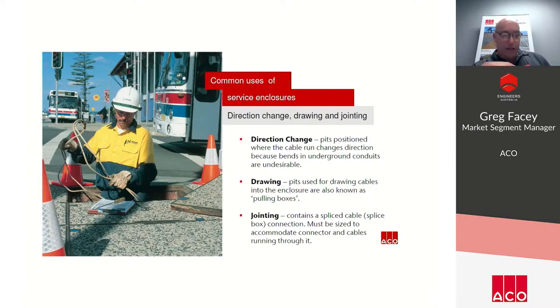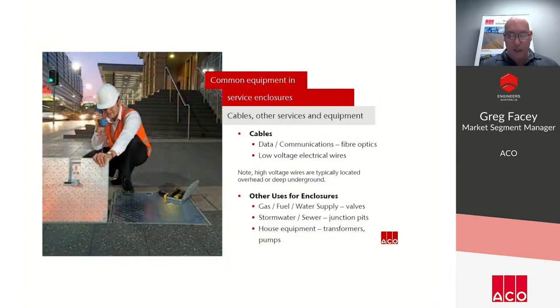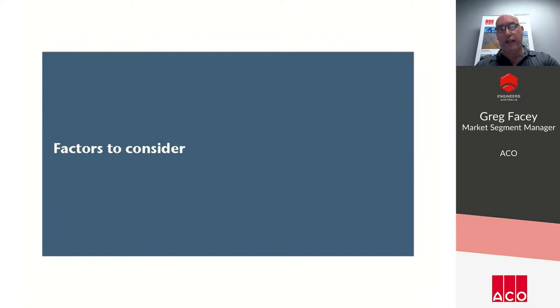Also used as joining pits. So these enclosures can be used as joining pits, which are also called splice boxes, and they're intended for enclosing a spliced cable connection. These pits contain waterproof cable joints and are generally placed along straight sections of the cable route. These enclosures must be correctly sized to accommodate the size of the connector and the cables that are running through it. Service enclosures also allow the cabling and equipment associated with public utilities to be housed in a single or compartmentalised enclosure. So locating services below enhances not only the appearance of the pavement, but also improves access by service personnel. So what are the factors that we need to consider when selecting service enclosures?